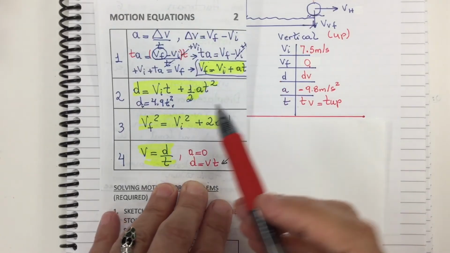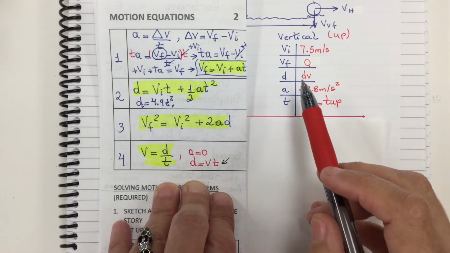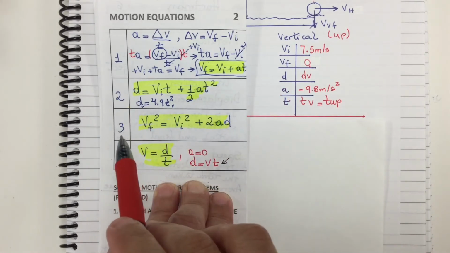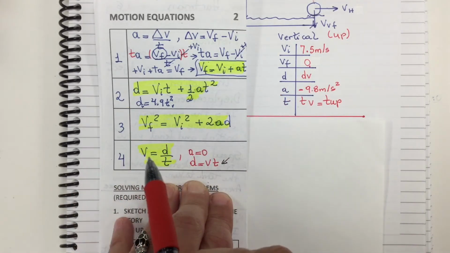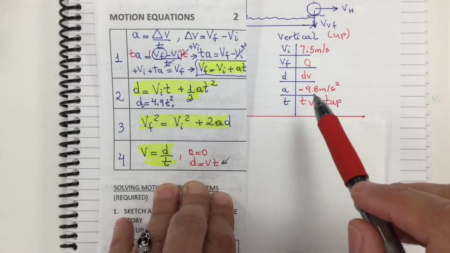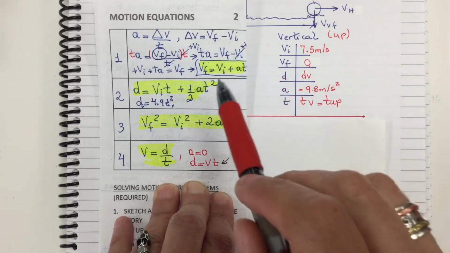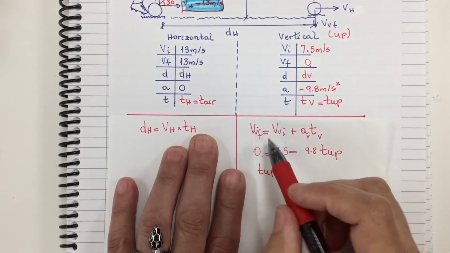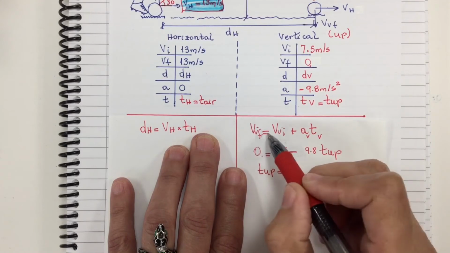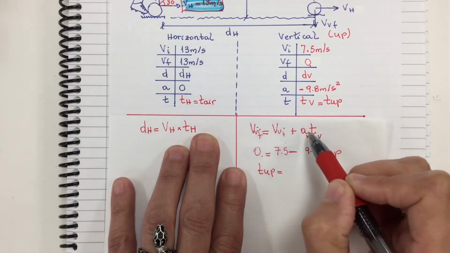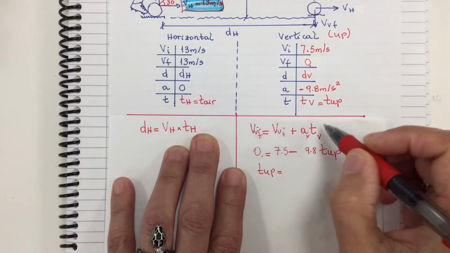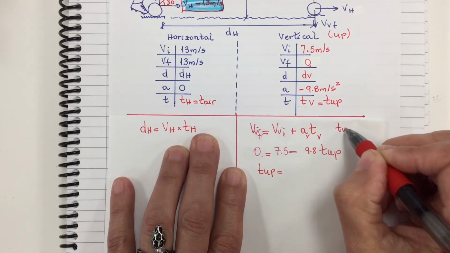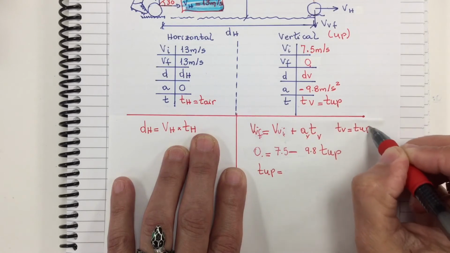Okay, so which equation? Well, I don't have vertical distance, so I cannot use equation 2 and I cannot use equation 3. I cannot use equation 4 either because I do have a value for acceleration. So by elimination, I'm using equation number 1. Okay, so equation number 1, VVF is equal to VVI plus AV TV. Now remember, this TV here is the time going up. So TV here, I'm calling T up from now on.